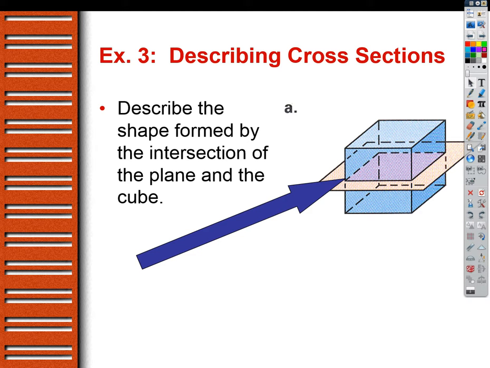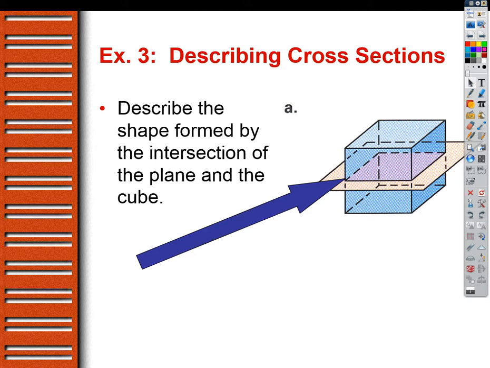Okay, so let's look at some of these cross sections. What is this cross section going to look like? Two rectangular prisms. So if I take a cross section of what we would call a cube, okay? If I make the cross section parallel to one of the faces, it's going to be a square. Does everybody see that? Okay, now what if I were to tilt this though?